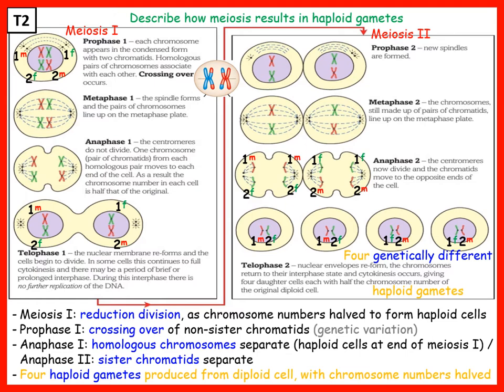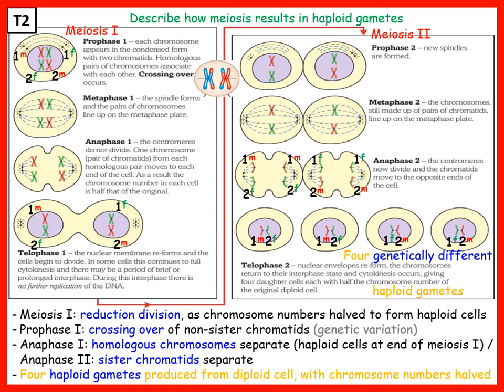And here we could describe how meiosis results in haploid gametes. From topic 2, we can see we've got meiosis 1 and meiosis 2, and just like mitosis, meiosis 1 is made of PMAT: prophase 1, metaphase 1, anaphase 1, and telophase 1, and then the same idea for meiosis 2, prophase 2, metaphase 2, anaphase 2, and telophase 2.